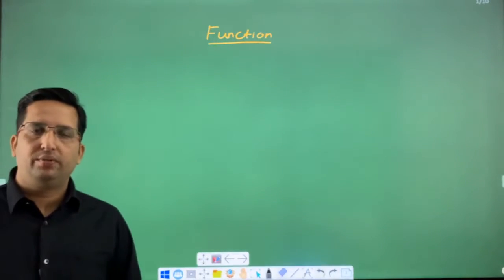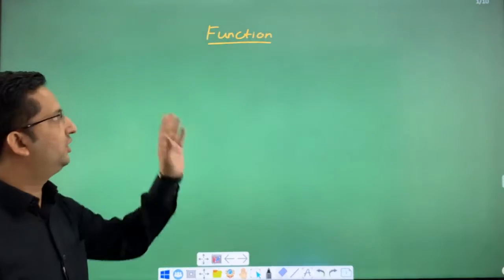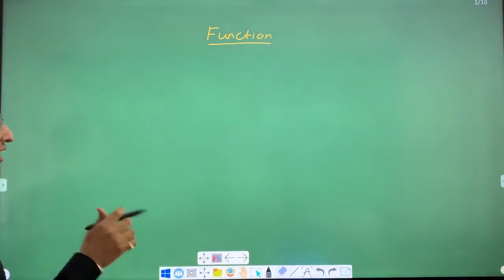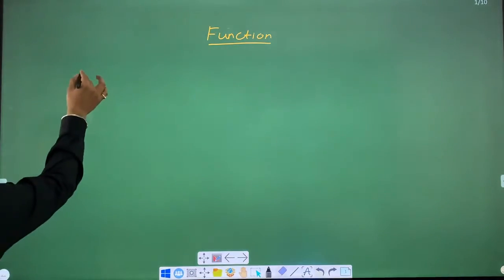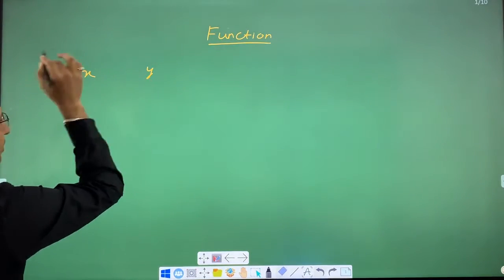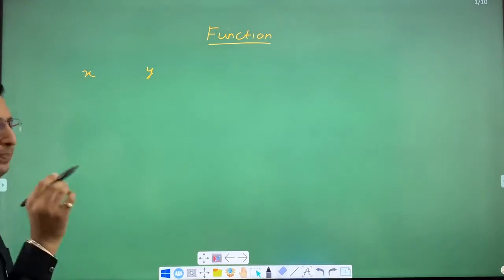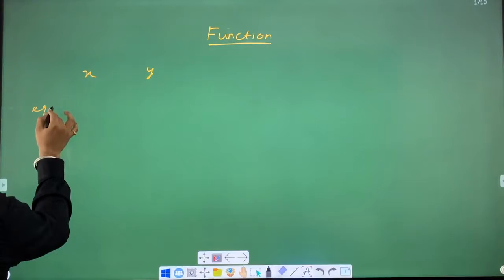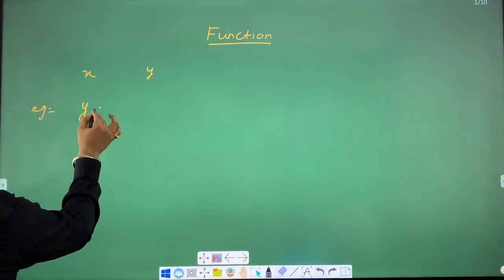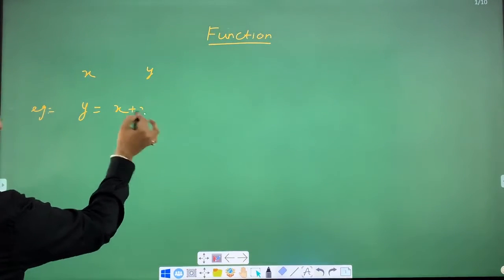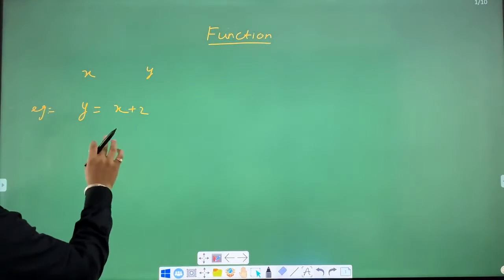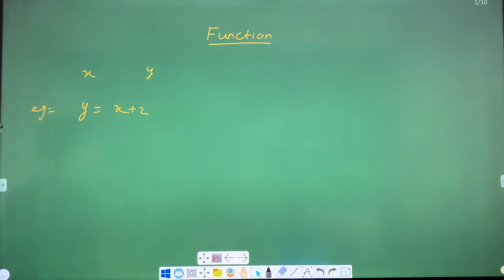Dear student, today we are going to start a new chapter, which is function. As we know, there are many relations between two variables, x and y. For example, y equals x plus 2 is a relation between x and y.